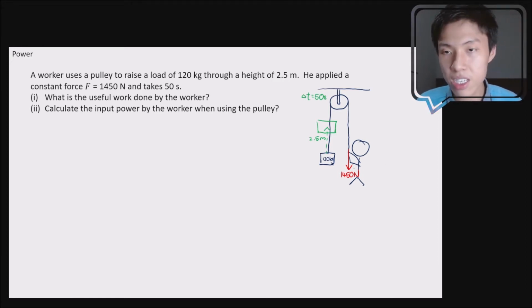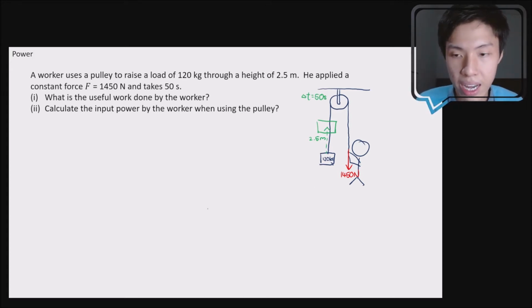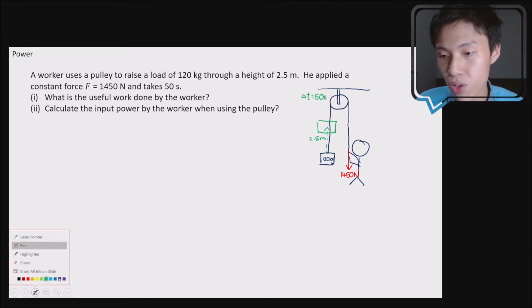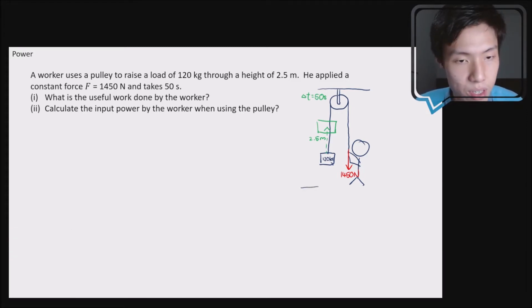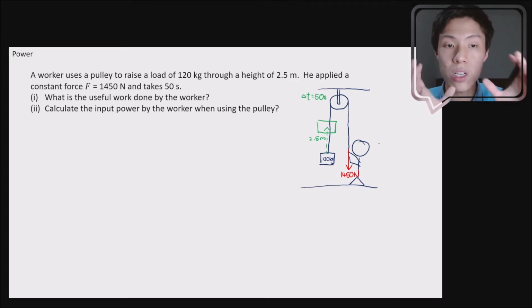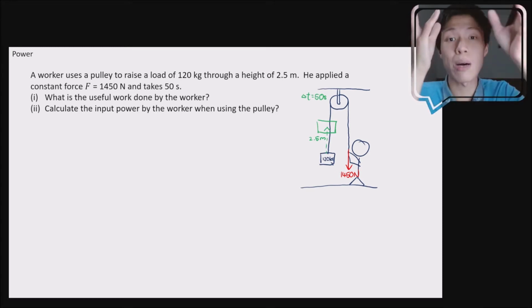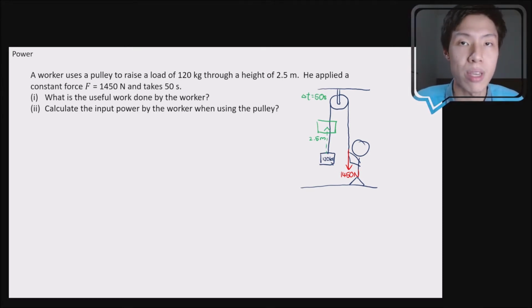The block doesn't necessarily have to start from the ground. You just have to start from a lower position and end up at a higher position. In this case, I'm drawing it hanging in the air because I'm saying that this is my ground. Okay, it doesn't matter whether the block starts from the ground or starts from somewhere, as long as it goes up by 2.5 meter. That's the main idea.